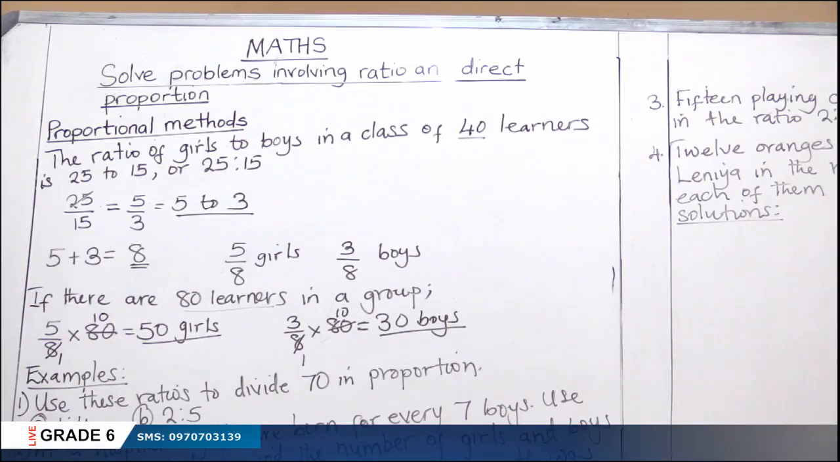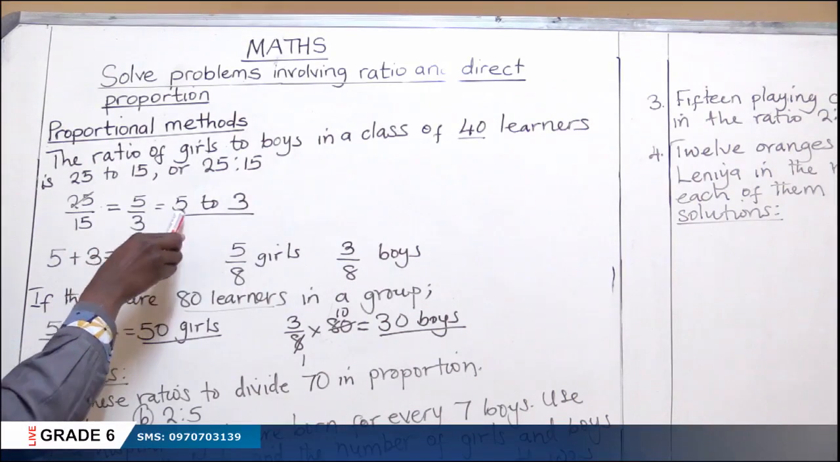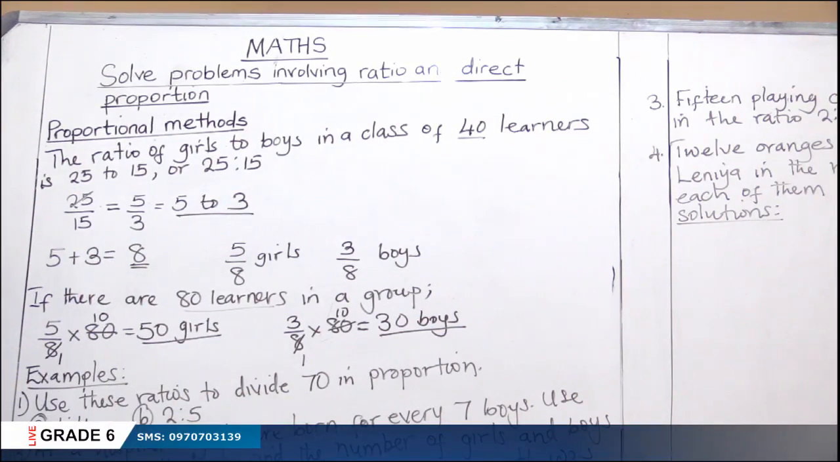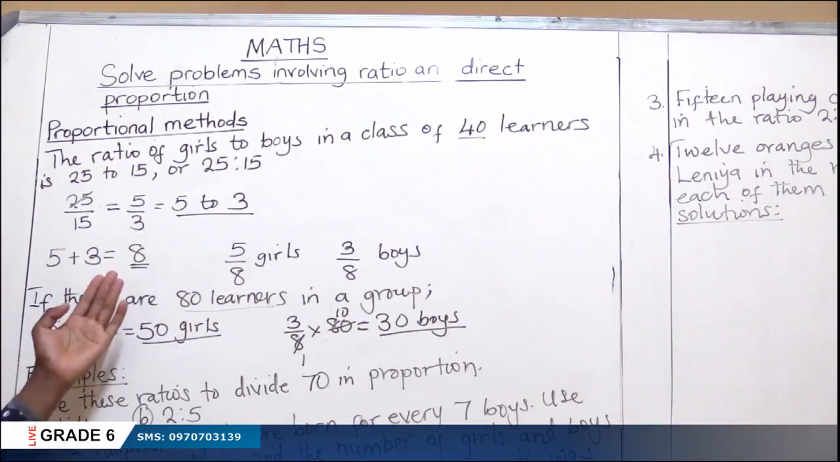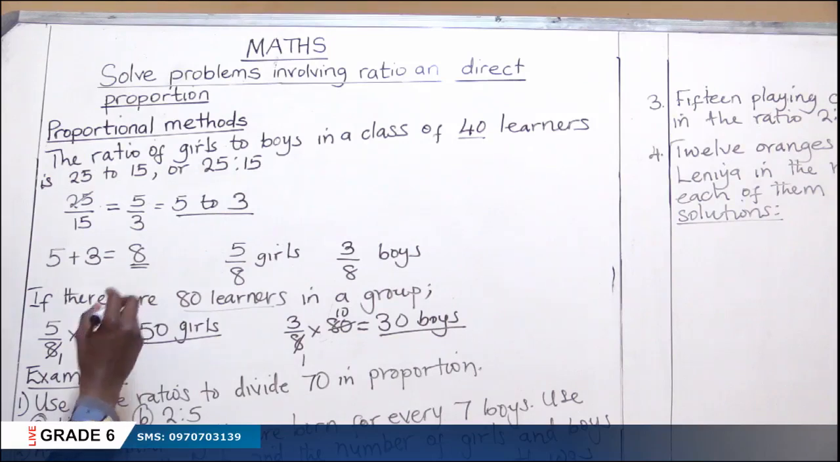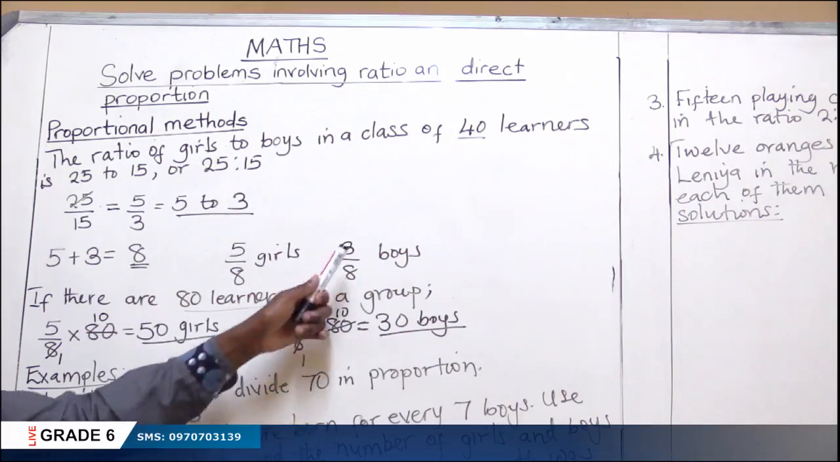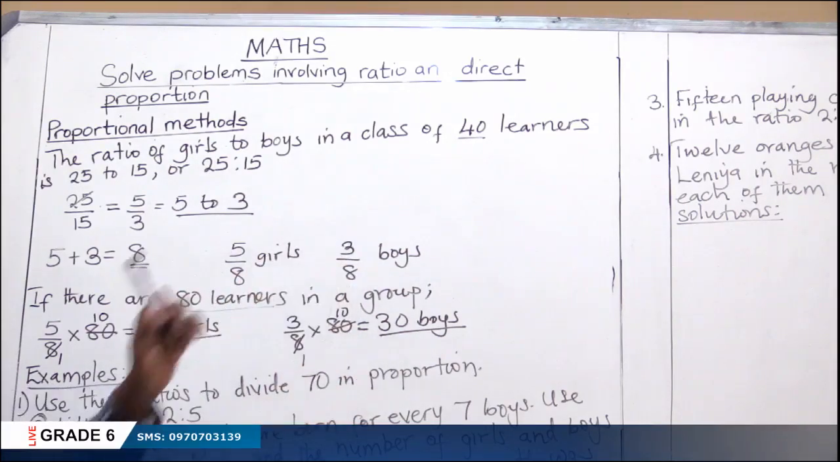Okay, so I said you need to reduce the numbers to their lowest terms, of which 5 can go in 25, 5 times, and 5 can go in 15 3 times. So the answer will be 5 to 3. When you add the numbers, they'll give you 8. So the total is 8, meaning that we have got 5 over 8 girls, and then we have got 3 over 8 boys.